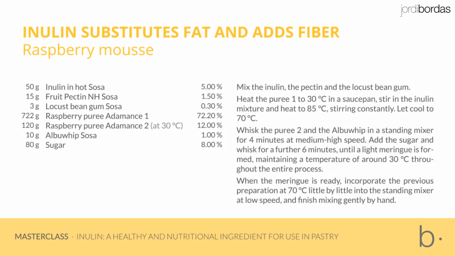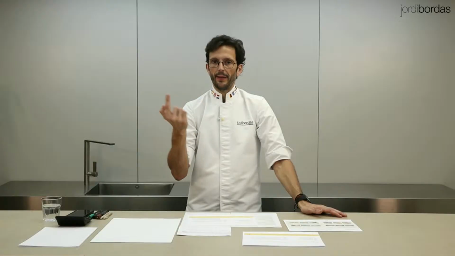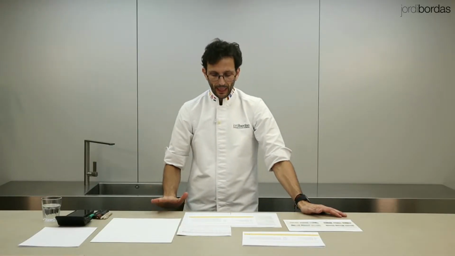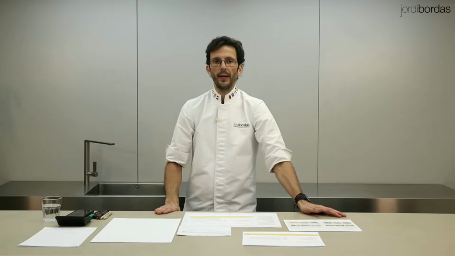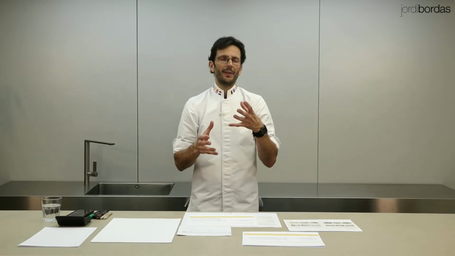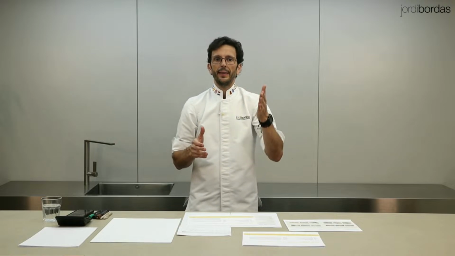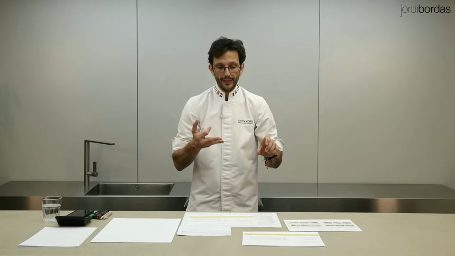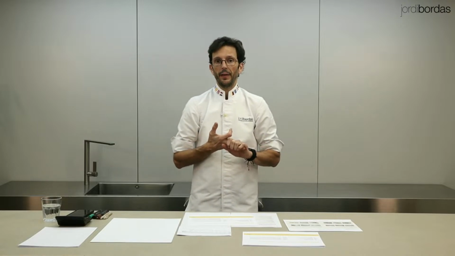And then we have raspberry puree, one that will be for the gelation and thickening part of the recipe. And then we are going to prepare a meringue with raspberry puree, Albuwhip, that is the protein from the egg whites, and then sugar. And we will prepare that meringue. We are going to cook the pectin with the locust bean gum, inulin HP, and raspberry puree around 85 degrees. That is, around 80 is enough, because at 80 degrees, pectin will be hydrated, inulin HP will be hydrated, locust bean gum also will be hydrated.